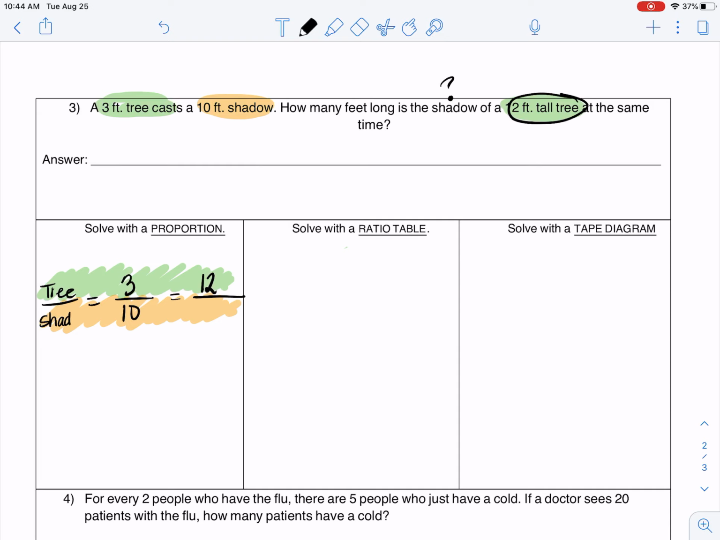Okay, now I'm going to ask myself, 3 times what gets me to 12? 3, 6, 9, 12, 4. 3 times 4 equals 12. Whatever I do to my numerator, I do to my denominator. So 10 times 4 gives me 40. So I know if I have a 12-foot tree, I'm going to have a 40-foot shadow. Okay, that's how you solve it using a proportion.